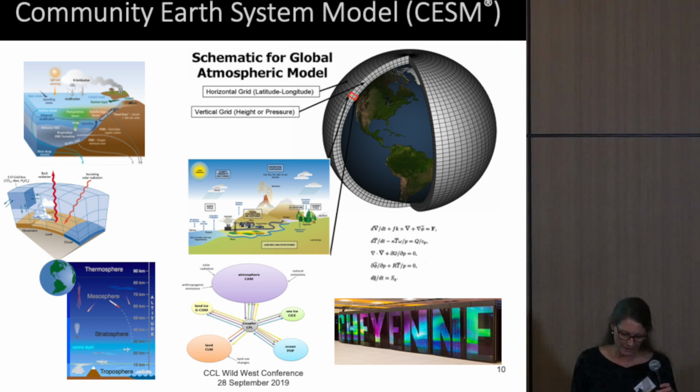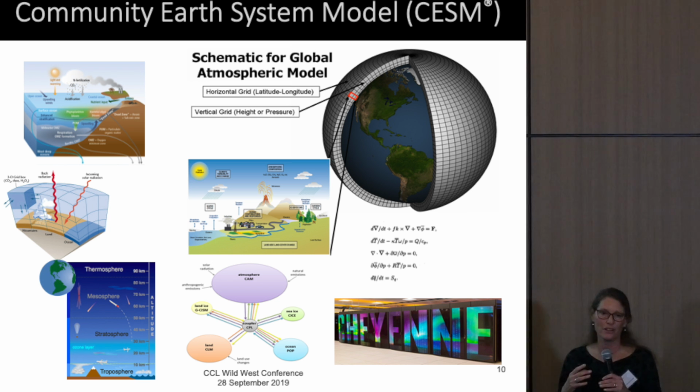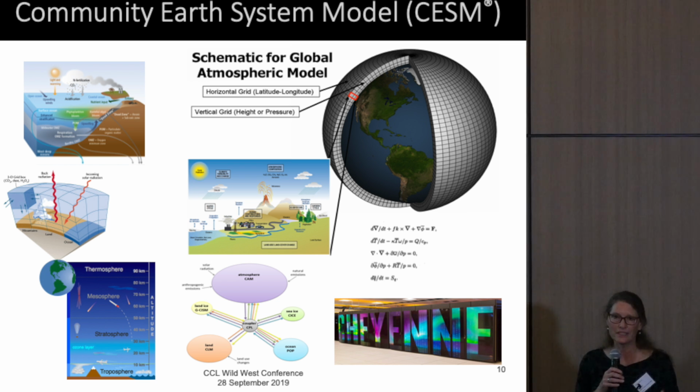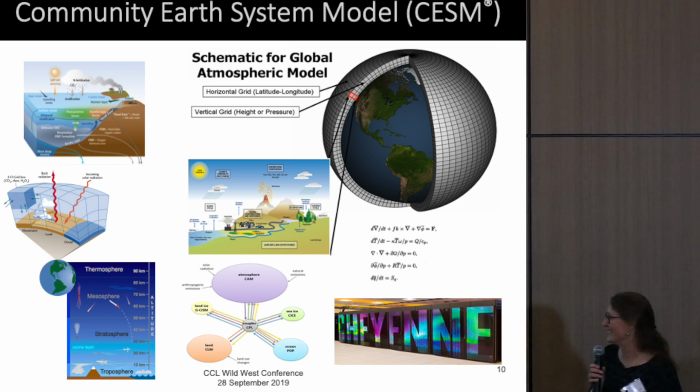One thing I want to point out in this cartoon at the bottom here, we can see the size of the bubble is related to the size of the model code that goes into representing that component. There's like a million lines of code in the CESM. It's written in Fortran, which feels a little old-fashioned perhaps, but most climate models are still written in Fortran. I'll say more about that in a second.